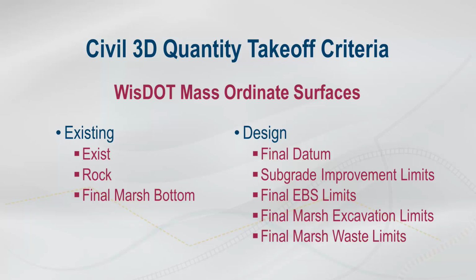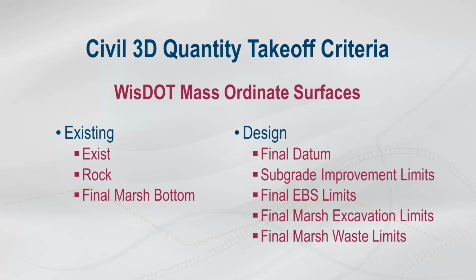The next one is subgrade improvement limits. This is directly below the datum surface for excavating that material and replacing it with some sort of select material, say a breaker run or a combination of select and geosynthetic material. And the final two surfaces are related to marsh.